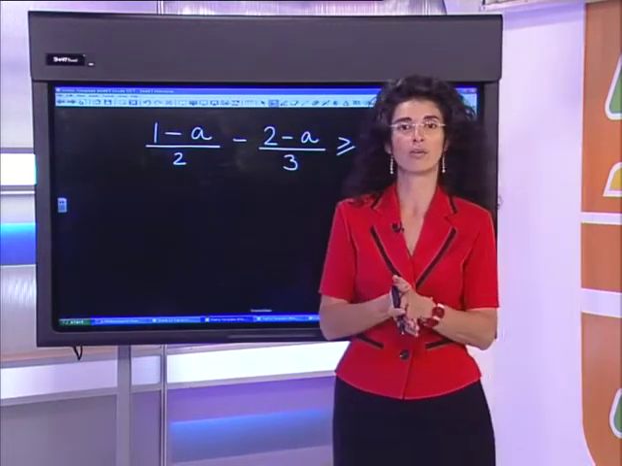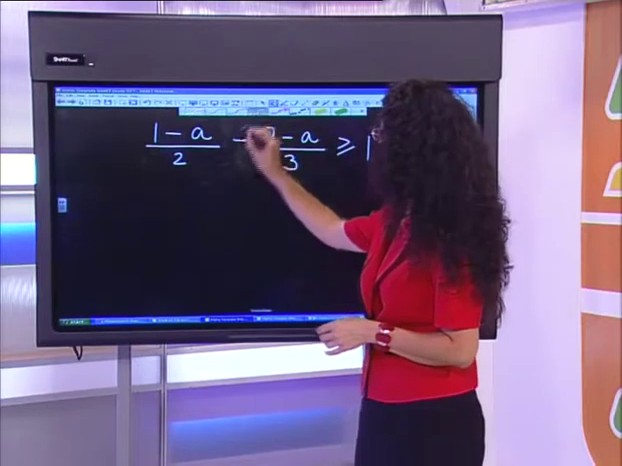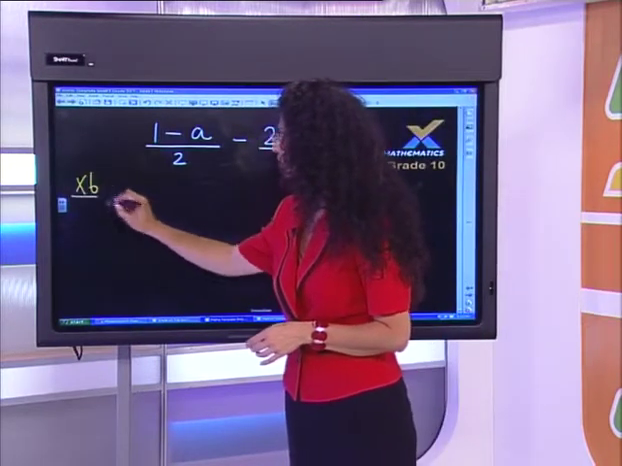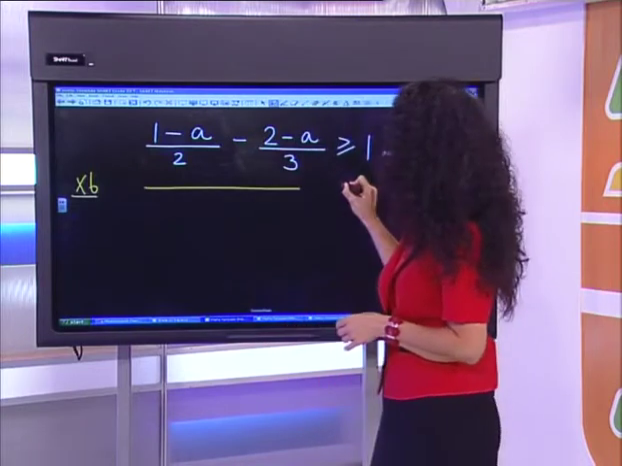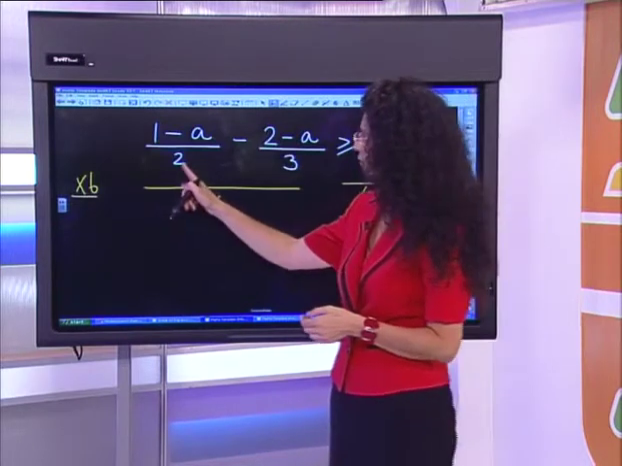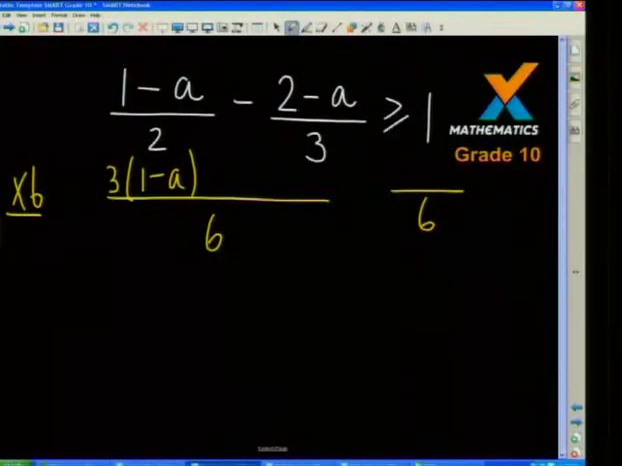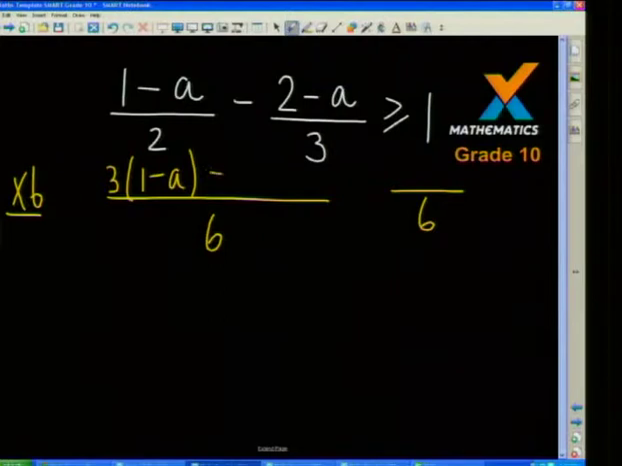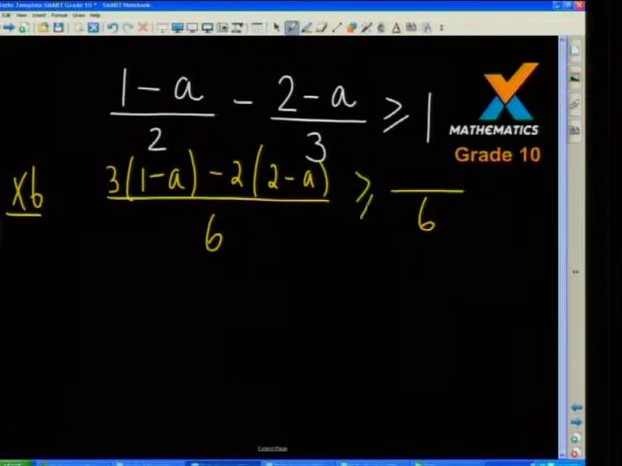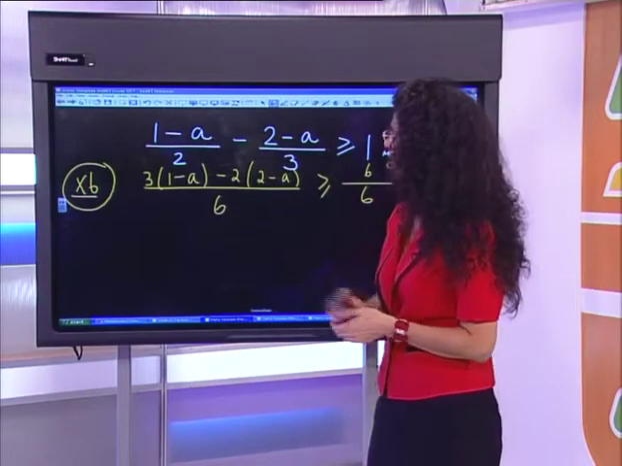What do we do when we have fractions? We've got to find a common denominator. So let's do that. We've got a 6 that we're going to work with. But before we multiply by 6 on both sides, let's see what the fractions look like as 6. This fraction needs a 3, so we're going to multiply the 1 minus A by 3. And this fraction here needs a 2, so it's minus 2 into (2 minus A), and that's greater than or equal to 6 over 6, which is 1. Now that the denominators are the same, we are going to multiply on both sides by 6, and so what are we left with?